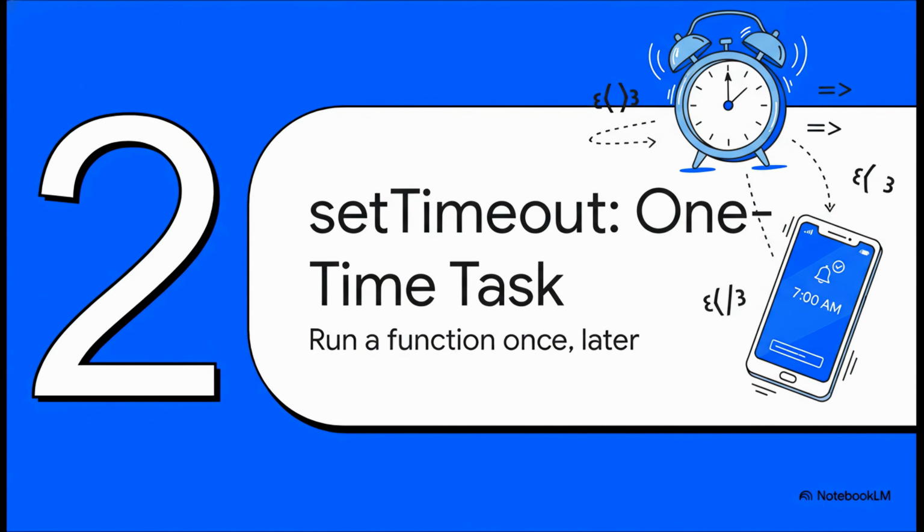First up, let's talk about setTimeout. The easiest way to think about this is like setting a single one-time alarm on your phone. You tell it to go off in 5 minutes, it goes off, and that's it, it's done. It's the perfect tool for any single delayed action you need.